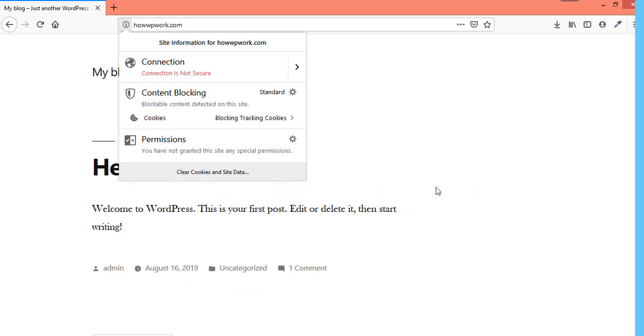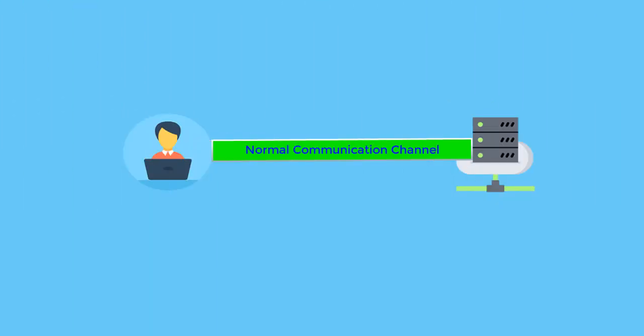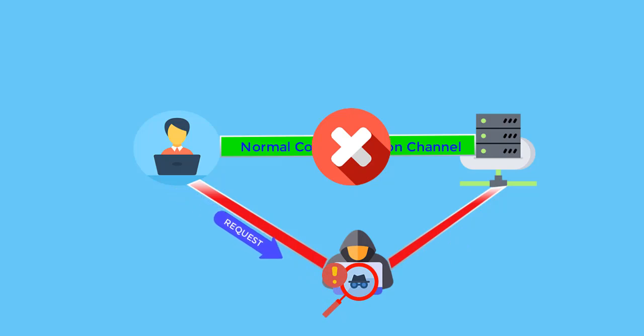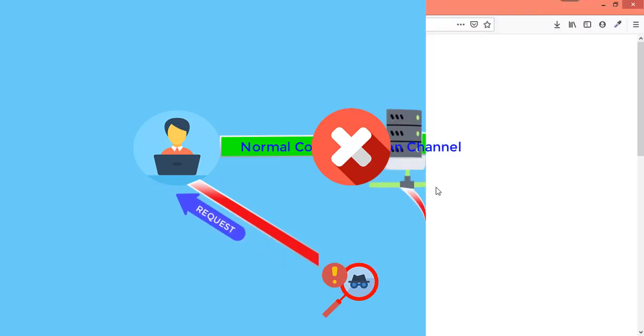Let's see. In a normal communication channel, your browser directly sends a request to the server and the server responds directly back to the browser. But when a man-in-the-middle attack is initiated, the attacker sits between the browser and the server, and every request, instead of going through the normal communication channel, is now routed through the attacker's machine. The attacker eavesdrops on all the communication between the browser and the server, and he can even alter the requested data.